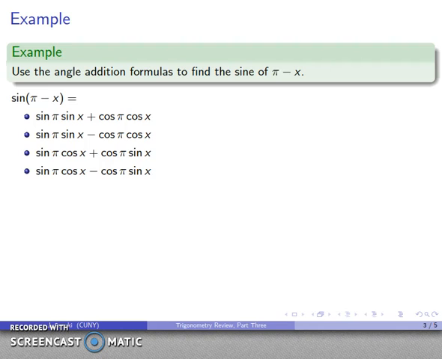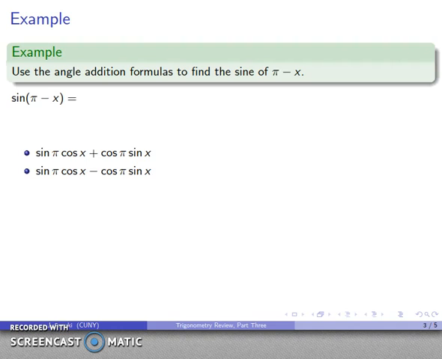Sine pi sine x, cosine pi cosine x. Well, that's going to equal negative cosine x. Sine of pi is 0, so this first term is gone. Cosine of pi is negative 1, so that gives us negative cosine x. And I know that's the wrong answer, so this first formula is not correct. Second formula: sine pi is 0, first term's gone, cosine pi is negative 1, that's minus negative 1 cosine, that's going to give me plus cosine of x, and again, I know this formula is wrong.